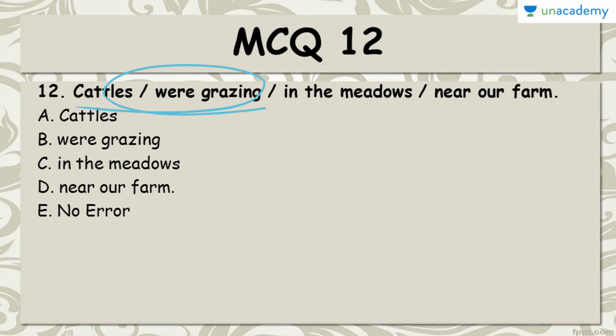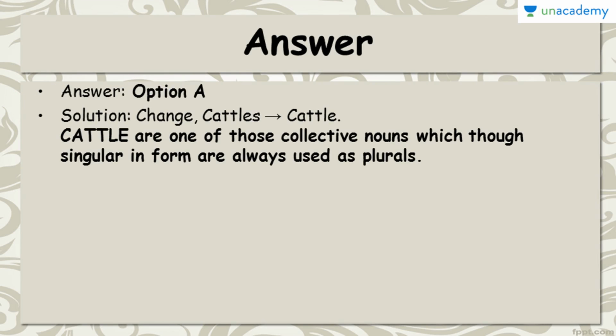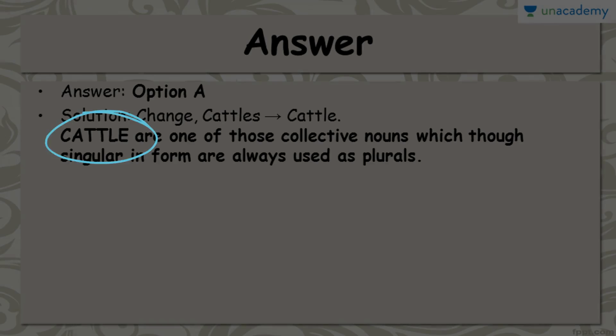There's nothing like cattles. Cattles is not used. It's actually cattle only. Cattle is one of those collective nouns which, though singular in form, always stand for plural. So it always stands for plural, and therefore cattle shouldn't be said as cattles. It should be kept as cattle only. So we have an error in part A.